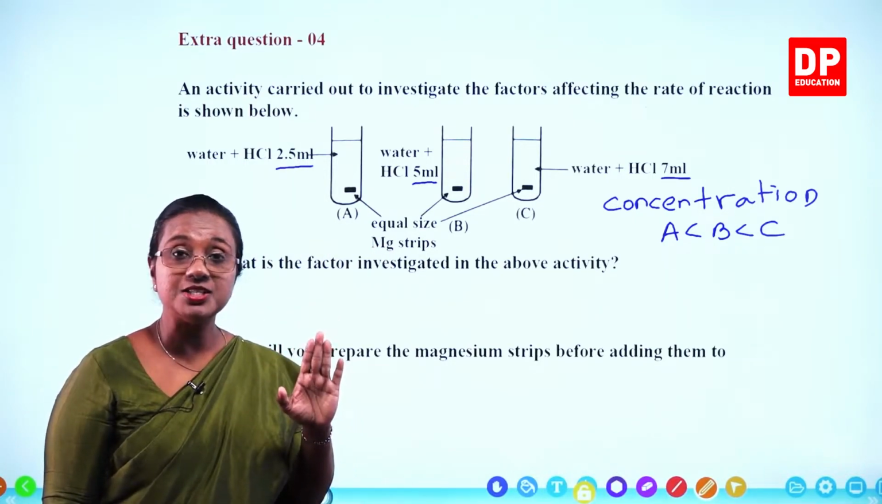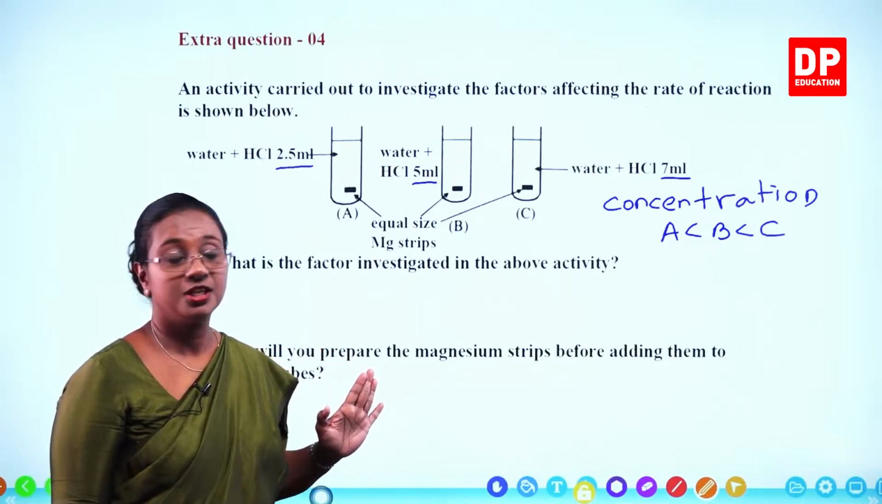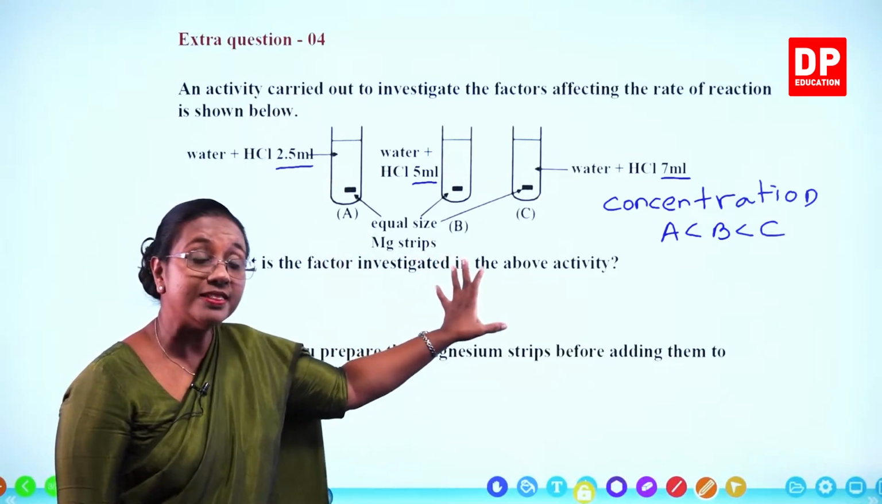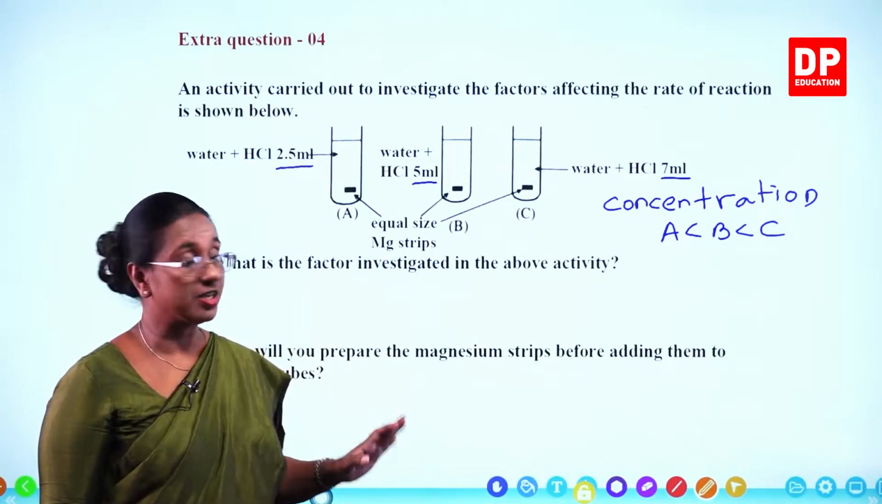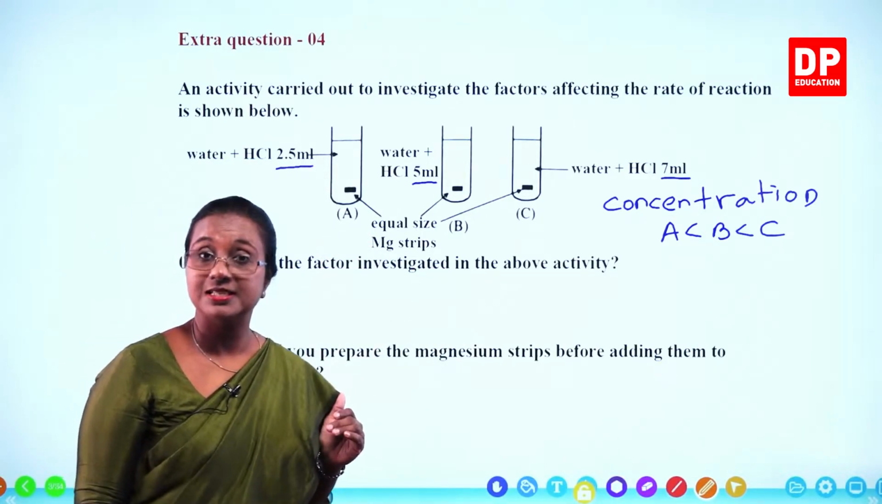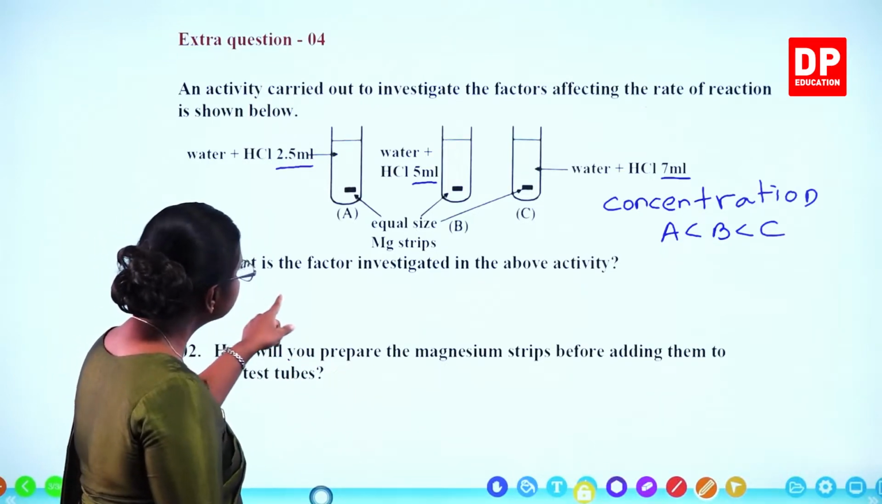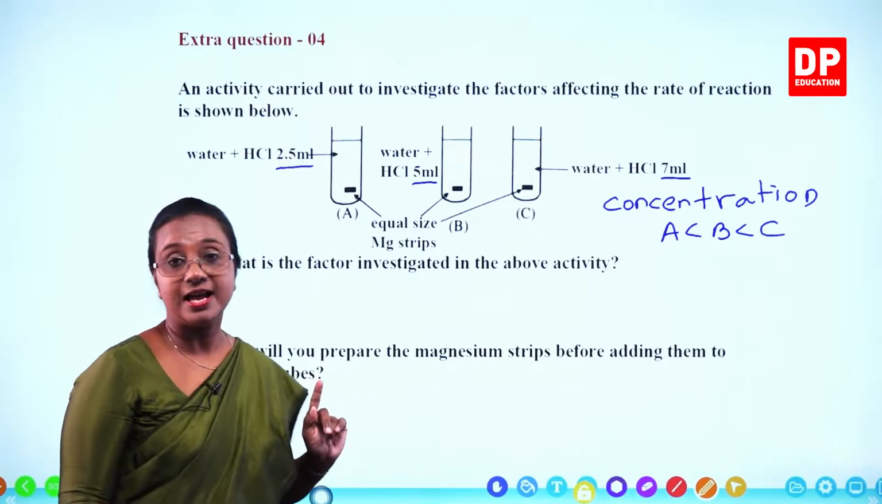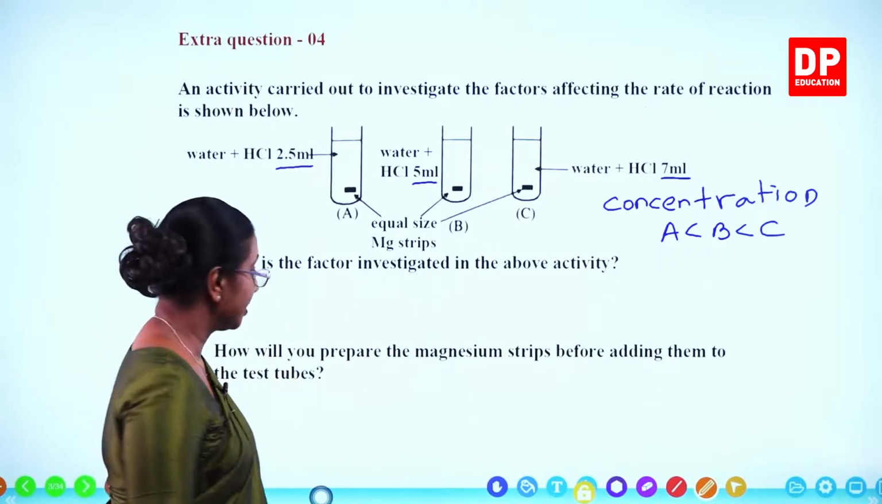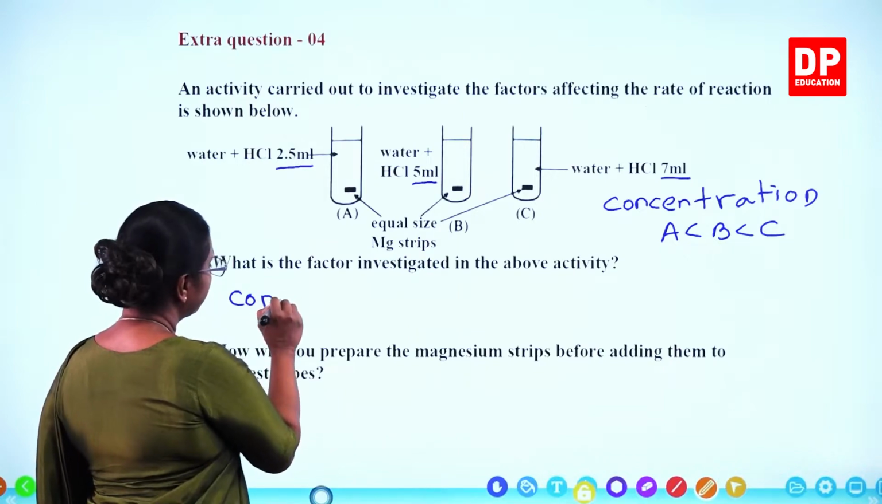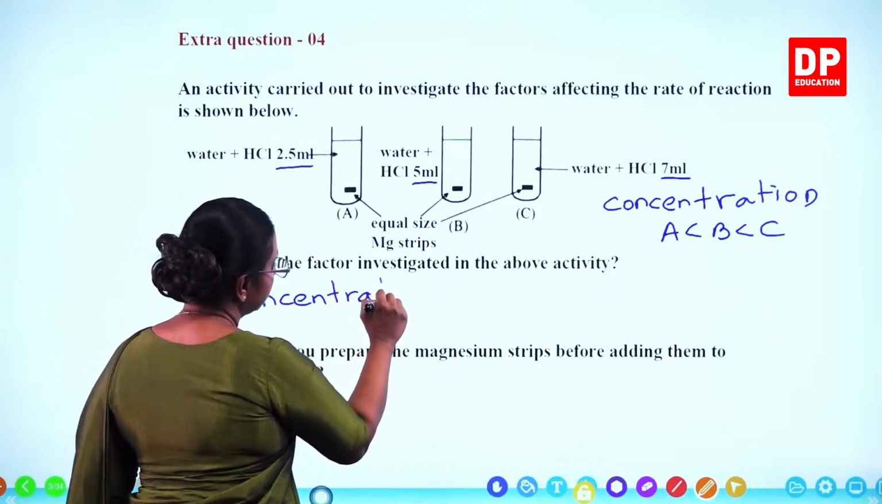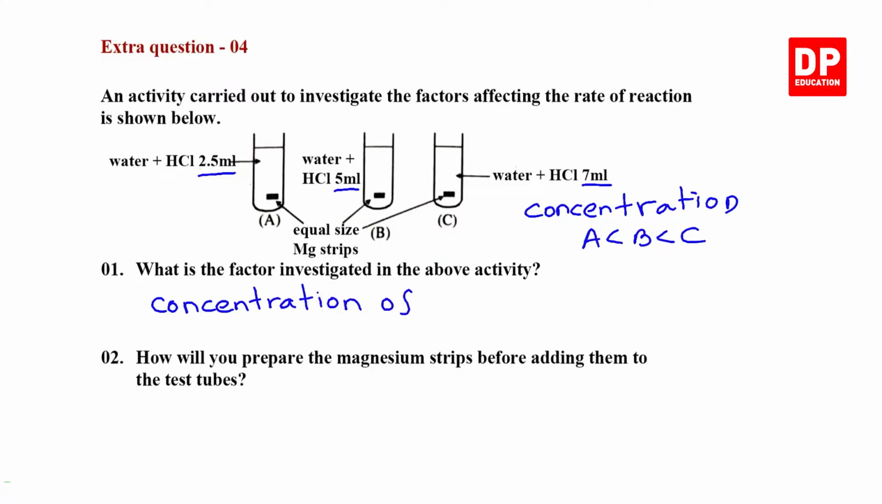Now you all know the observation and you all know the rate of reaction. So as you look at the question, as you look at the diagram, you have gathered all the information. So it will be easy for you all to answer the questions. First one, what is the factor investigated in the above activity? So I have written that it is the concentration of reactants. Concentration of HCl, or you can write it as hydrochloric acid. You can also write it as reactant. That doesn't matter. Concentration of HCl.